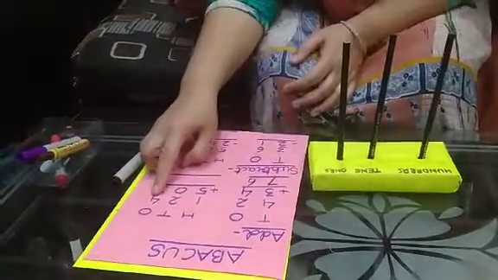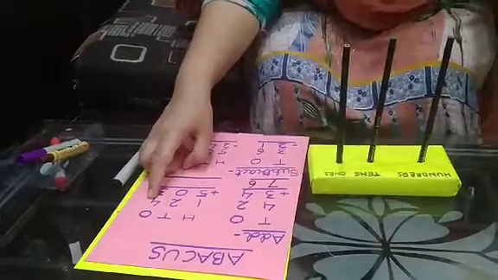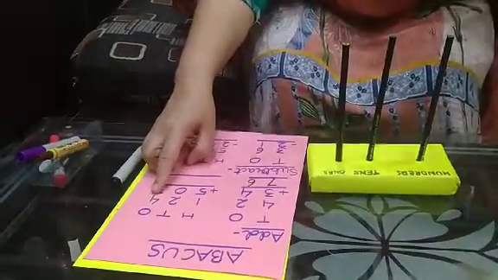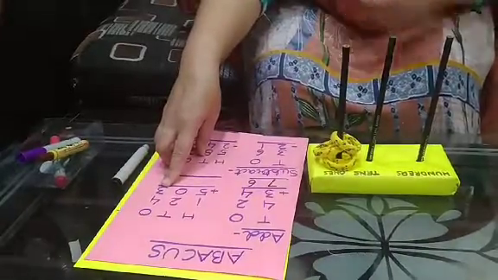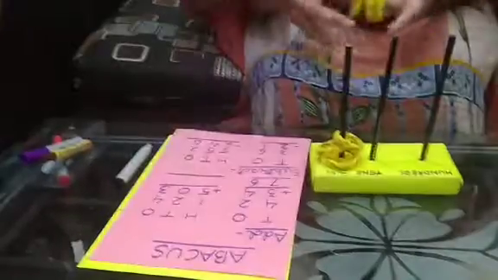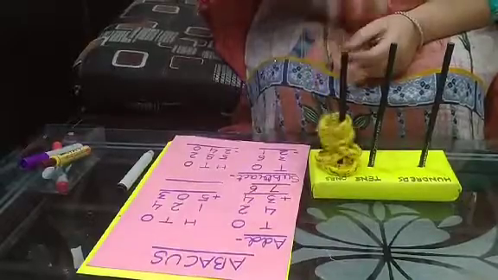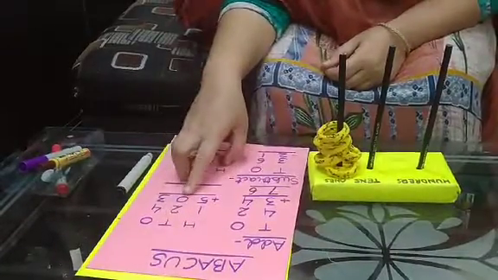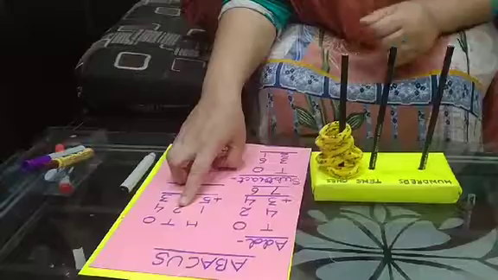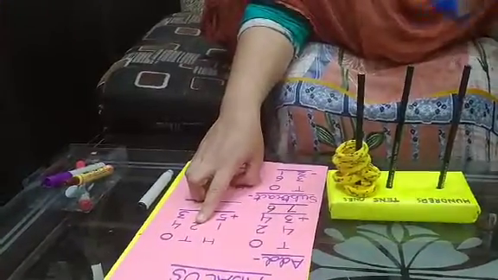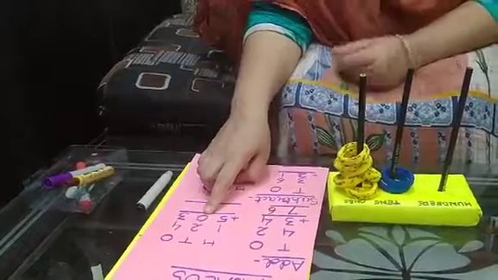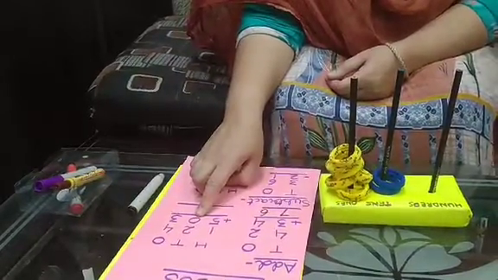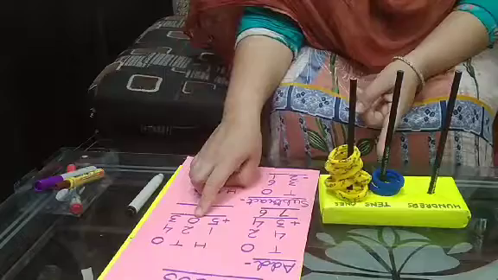Now, children, the number in the ones place is 4. So, I will put 4 bands. The next number is 3. 3 more bands in the ones spike. Now, I will go to the tens column. The first number is 2. So, 2. The second number is no number. So, I will not add any more bands to the tens spike.